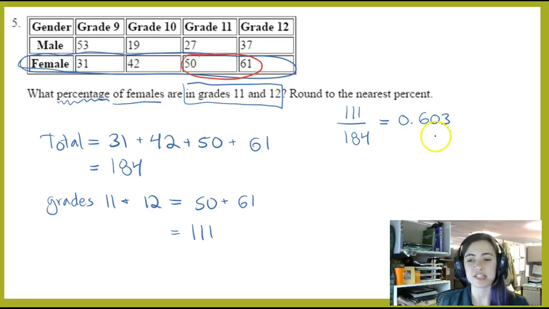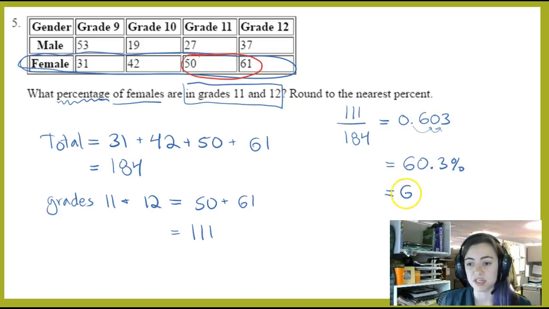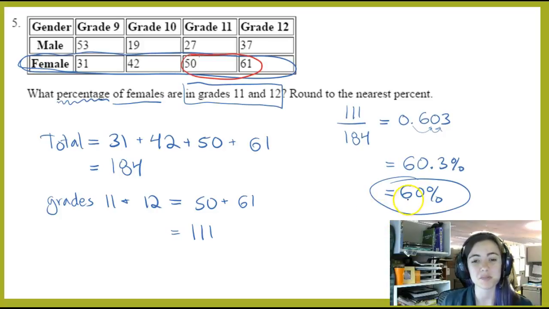So to take a decimal to a percentage, you multiply by 100, or some people think of it as moving the decimal over twice. It's the same idea. So it gets us to 60.3%. But remember, it does say to round to the nearest percent. In that case, since 3 is below 5, the nearest percent would be down. So the nearest percent is 60%. So 60% of females are in grades 11 and 12.